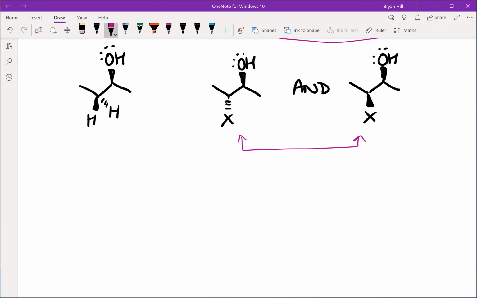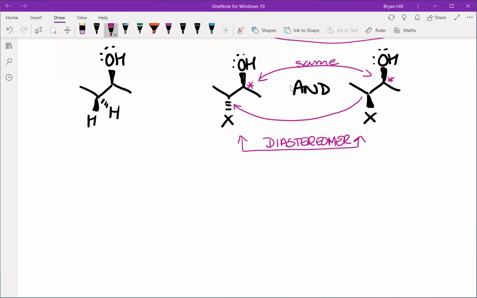So what's the relationship between these two compounds here? They're enantiomers. They are actually diastereomers, because this chiral center is the same in each case, right? So this chiral center is the same, but this chiral center is different.